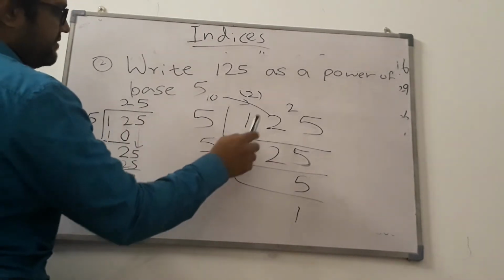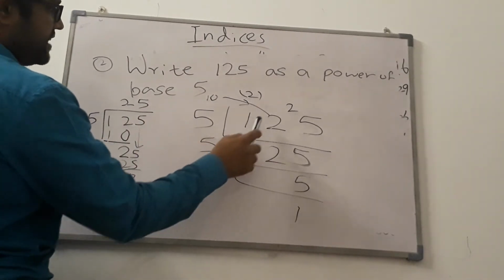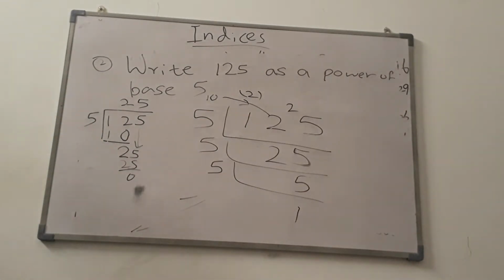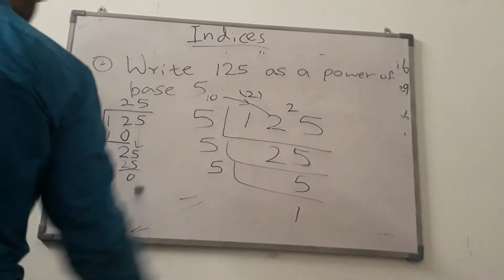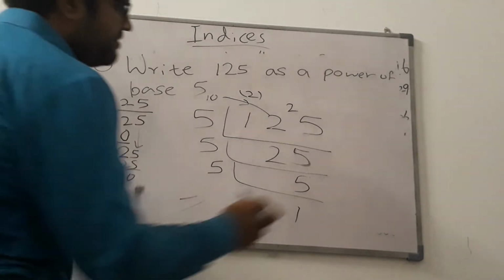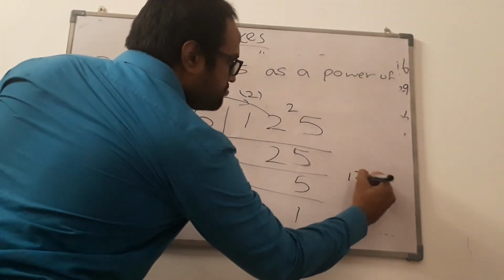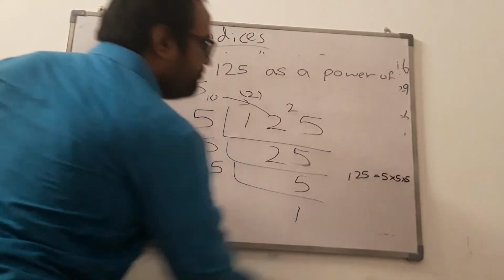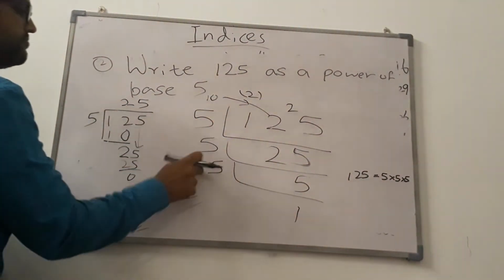Here also when we divide short according to short division, 125 divided by 5 means 25. And 25 divided by 5 means 5. 5 divided by 5 means 1. So we can write 125 as a product of 5, 5 times 5 times 5, 5 times 5 times 5 times 1.